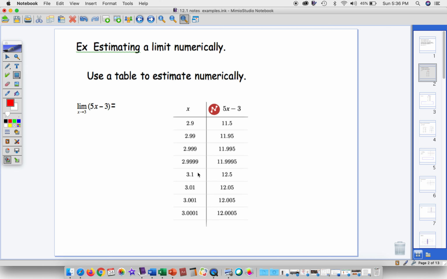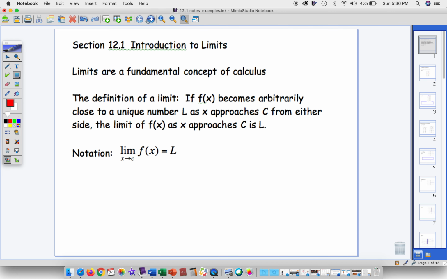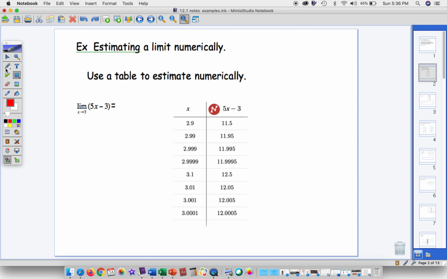When we approach the number 3 from the right-hand side, we have 3.1, 3.01. We're getting closer and closer to 3. And in both cases, as you can see, the function values are approaching that same value of 12.